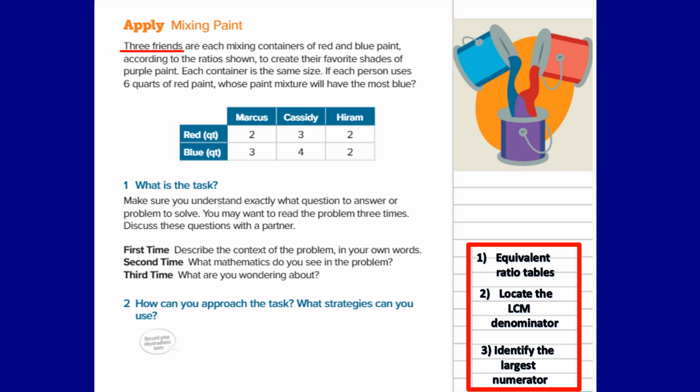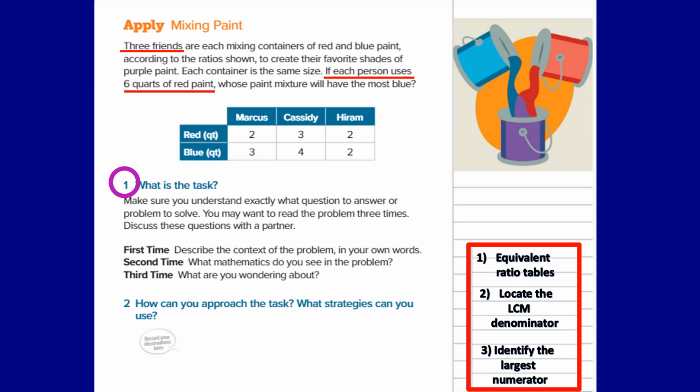So as we see this, we have to look at the information that's being given, right? So what is the task that I'm being asked to do? Well, that is to look at everyone creating their own favorite color of purple and see that they're going to use 6 quarts of red. Every person, all three people, are going to use 6 quarts of red.